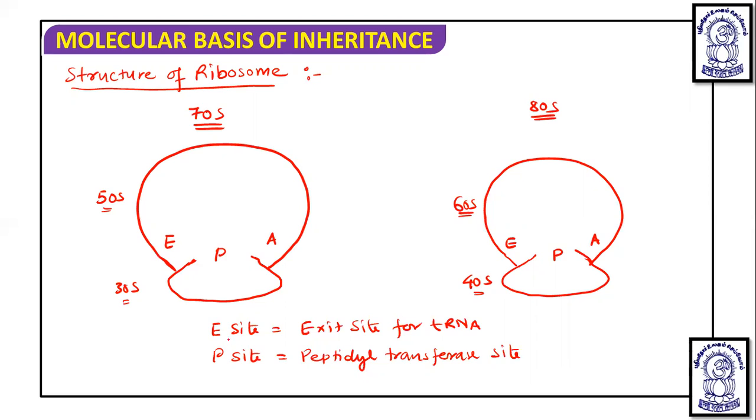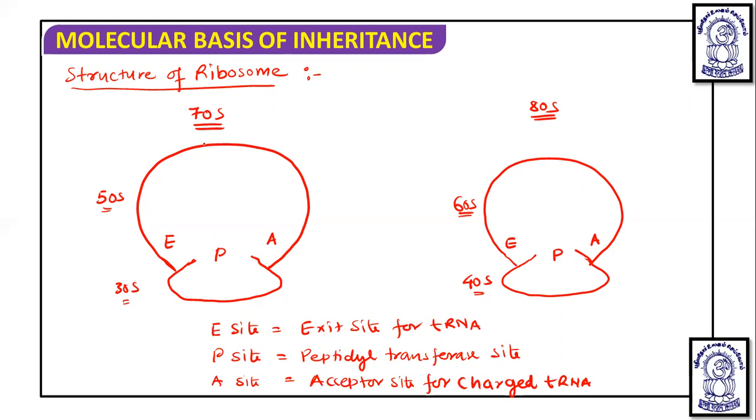And the growing polypeptide chain is associated with the tRNA which is present at the P site. And the A site stands for acceptor site for charged tRNA. Like this, the whole process occurs. And we remember that the large and small subunits are made up of rRNA and protein.